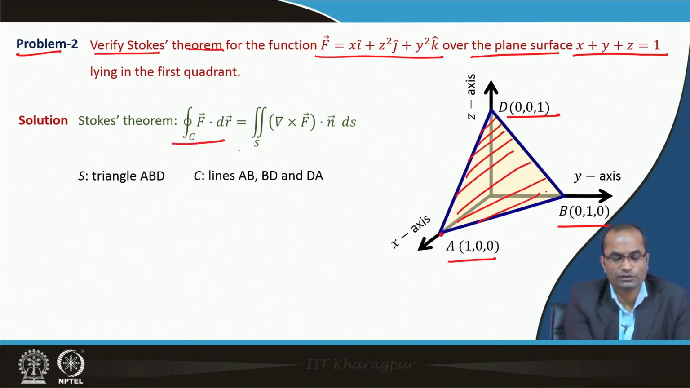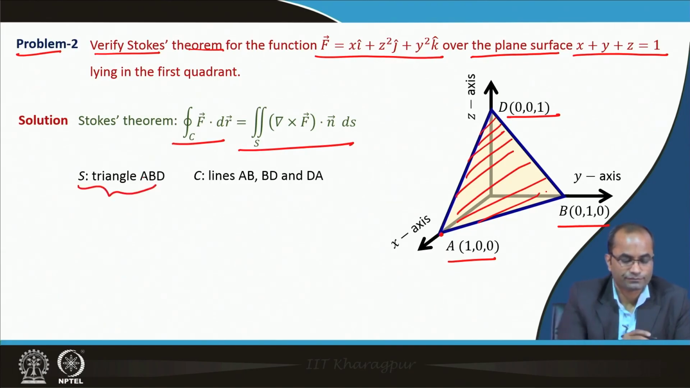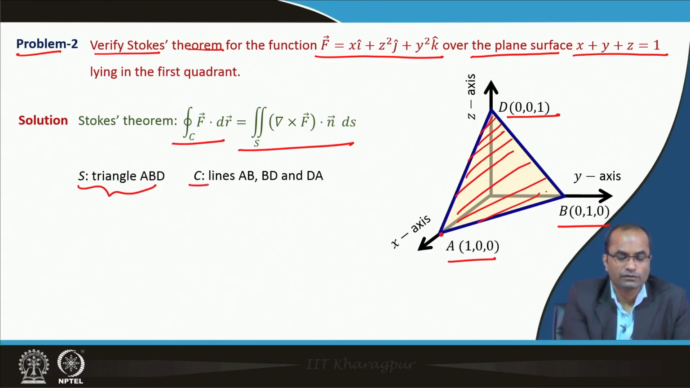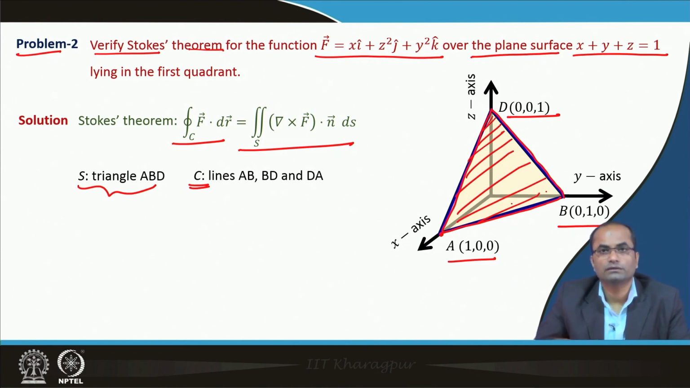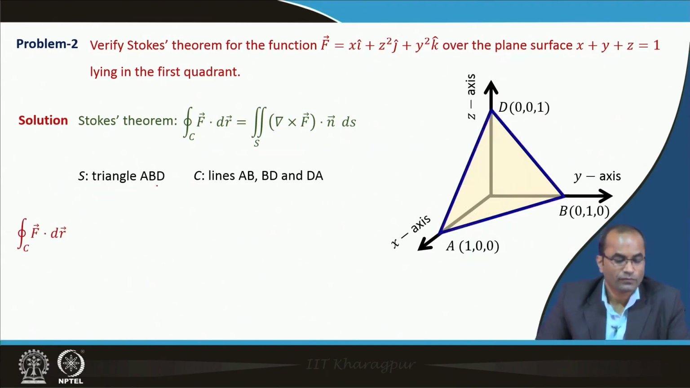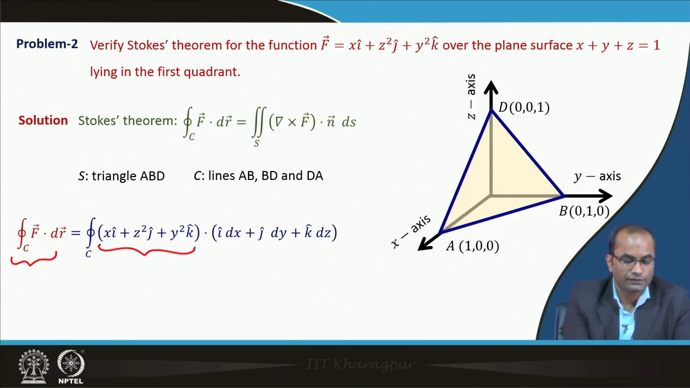So, again the Stokes theorem we need to apply. Here S, the surface, is this triangular surface, and the curve C is made of the lines which form the boundary of this surface. So, the bounding curve is just these 3 lines, and the triangle here is the surface. Well, so let us compute first F dot dr.